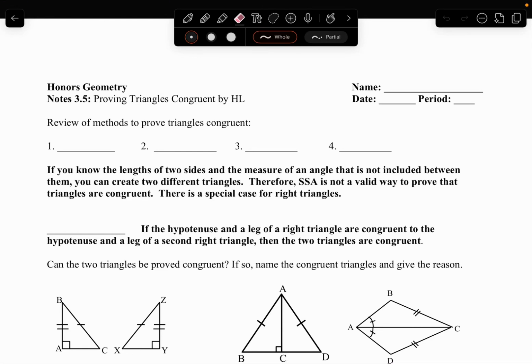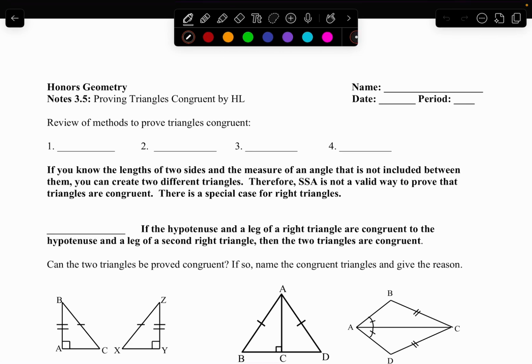Hello everybody, we are going to be covering the 3-point notes today, which is proving triangles are congruent by hypotenuse leg. Whenever we talk about proving triangles are congruent by hypotenuse leg, this method is only going to work if you have a right triangle. So although we are adding this to our list of ways to prove congruency, just know that this can only work if we have a right triangle, okay?